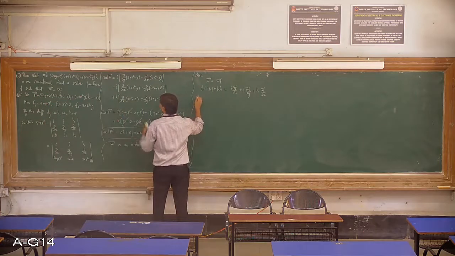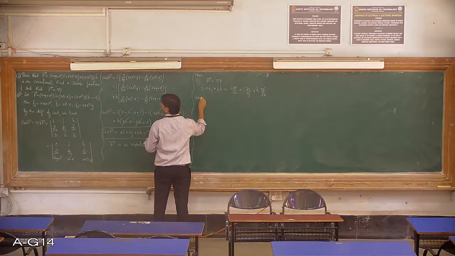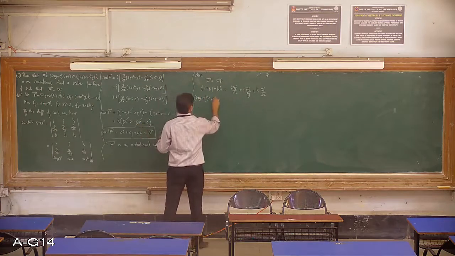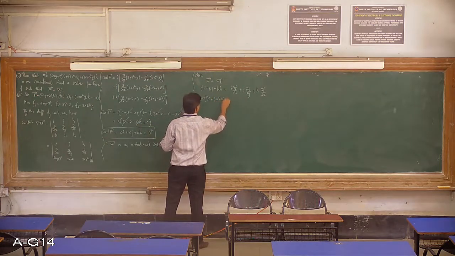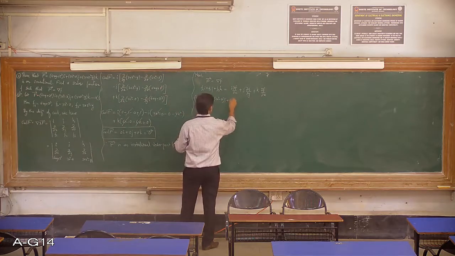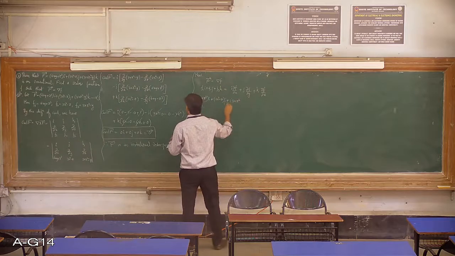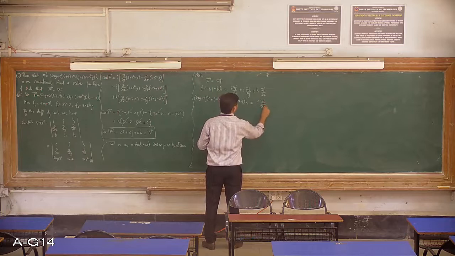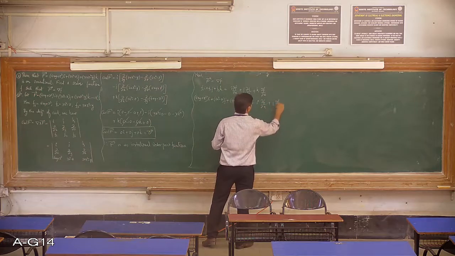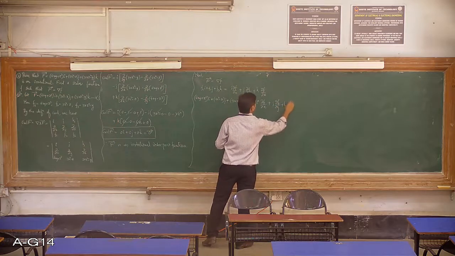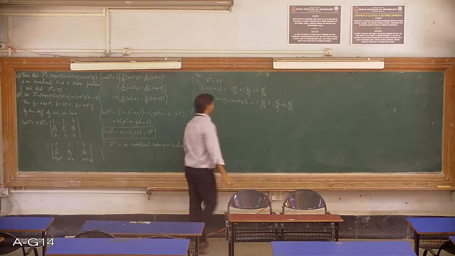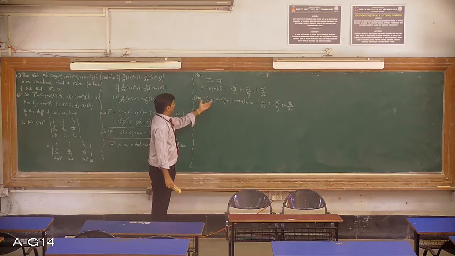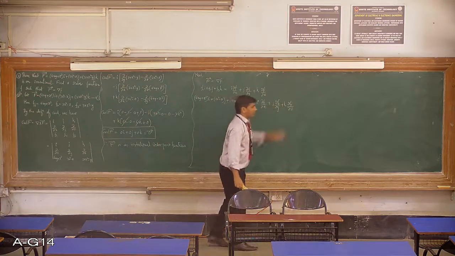That means (6xy plus z³) i plus (3x² minus z) j plus (3xz² minus y) k, which is equal to i ∂f/∂x plus j ∂f/∂y plus k ∂f/∂z. Now you can see, guys, this is equality of two vectors. This is one vector with i, j, k, and here also i, j, k. So it is equality of two vectors.